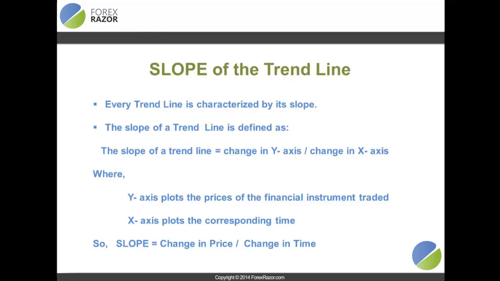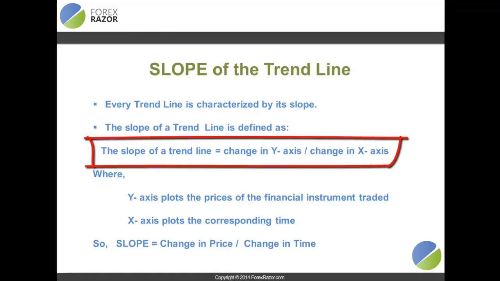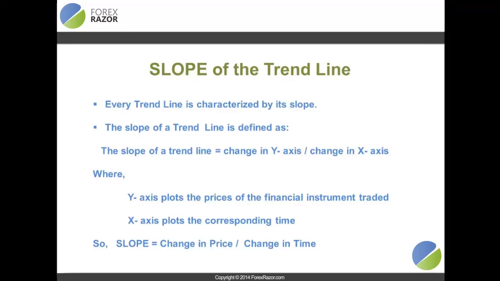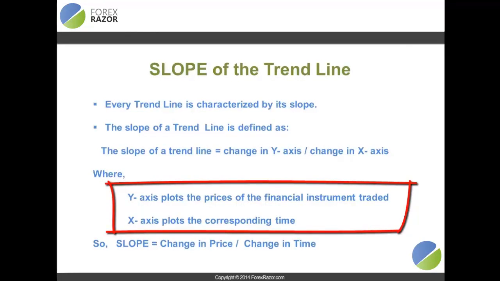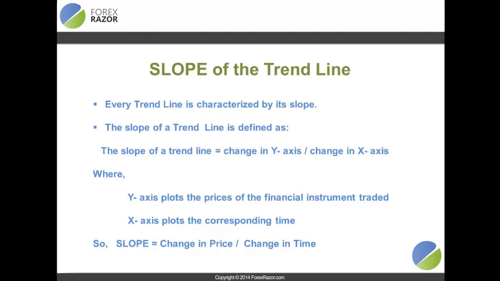The most basic is the slope of the trend line. Every trend line is characterized by its slope. The slope of a trend line is defined as the change in the y-axis over the change in the x-axis, where the y-axis plots the prices of the financial instrument being traded, while the x-axis plots the corresponding time. Therefore, the slope of a trend line is equal to the change in price over the change in time.